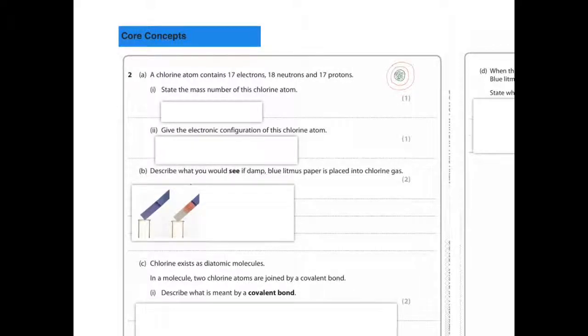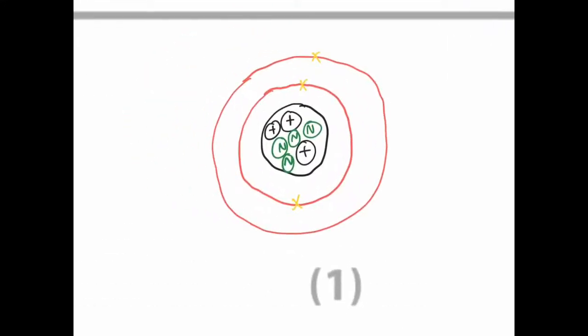A chlorine atom contains 17 electrons, 18 neutrons, and 17 protons. State the mass number of this chlorine atom. So if you remember, if you look inside an atom, the mass is basically the sum of the protons and neutrons inside the nucleus. The mass and the proton number, we must know the difference.